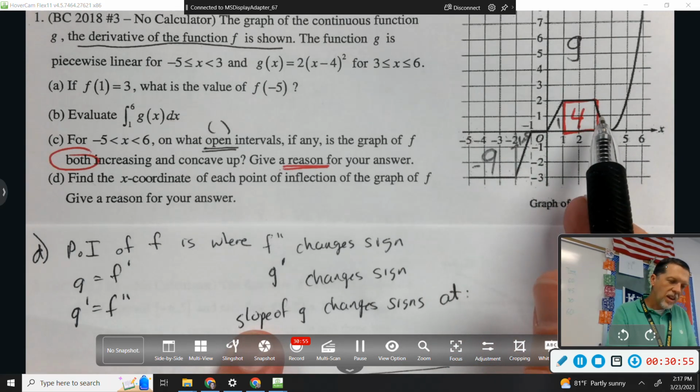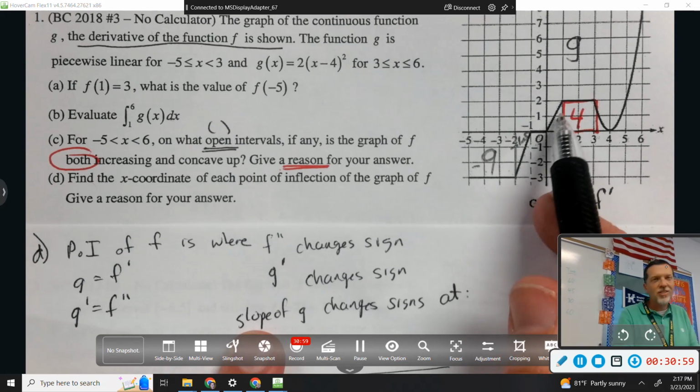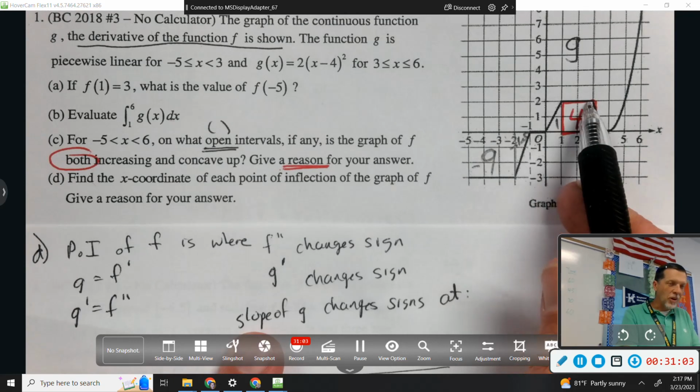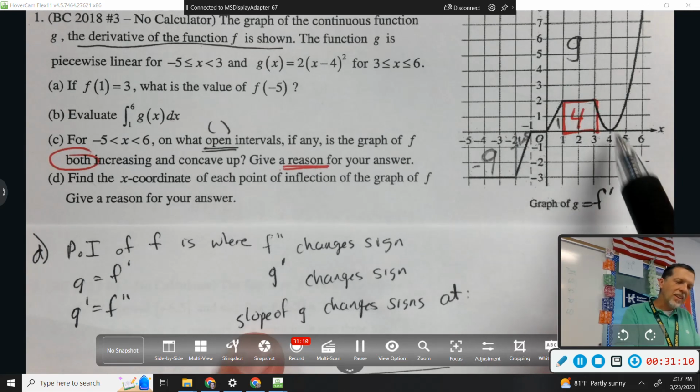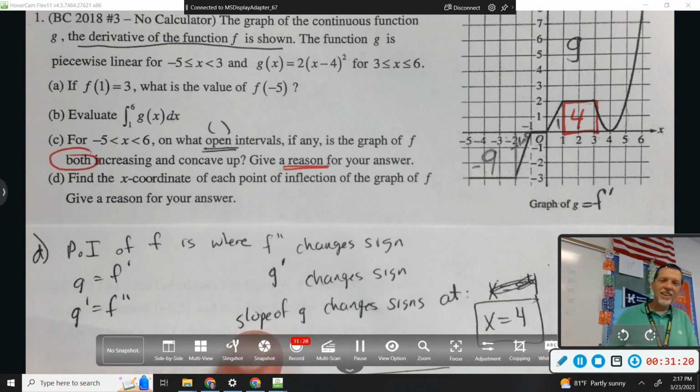Oh, I don't like this. 1 and 3. It doesn't change signs at 1 though. It goes from positive to 0. That's not a change of signs. 0 to negative, that didn't really count. But -4. Wait, at -4, I'm sorry, that'd be +4. Wrong side of the graph, Mr. Wolf. Yes.